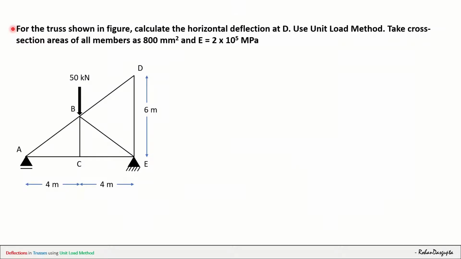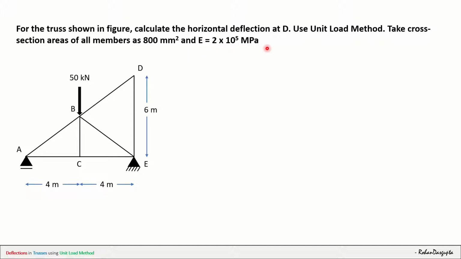So this is the problem that we are going to be dealing with today. A pin jointed structure or a truss is given here, where A is a roller support and E is a hinge support, and a vertically downward point load of 50 kilonewton is acting on the joint B, and the length of member AC and CE are given as 4 meters each, and the length of DE member is given as 6 meters. Moreover, the cross sectional area of each member is given as 800 mm square, and the modulus of elasticity, that is E, of all members is given as 2 into 10 raised to the power 5 megapascal.